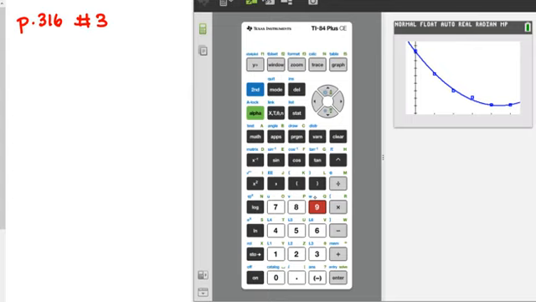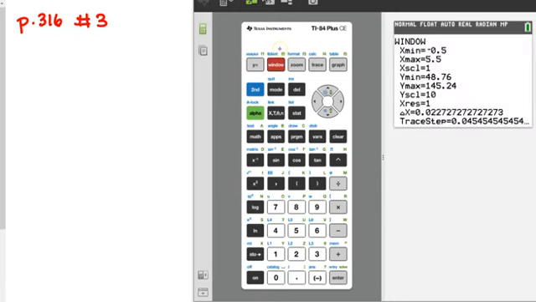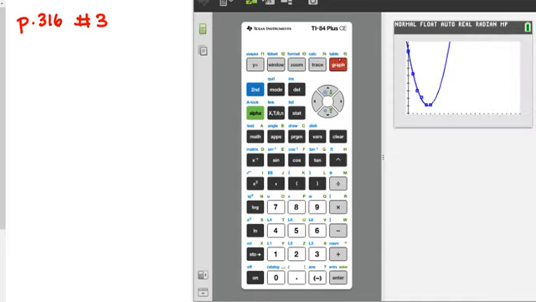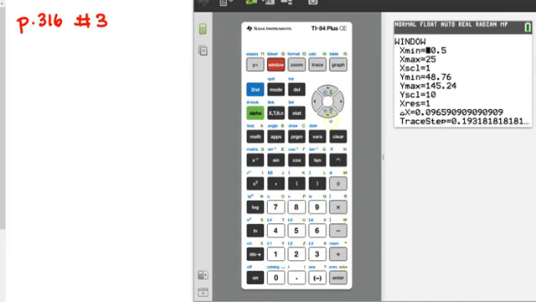Now, the final part of the problem asks you this question. Do you think this model will give a good estimate of the price of a VCR in the year 2010? Well, what if I change my window? 2010 would be 12 years past 1998. So I'm going to actually go to, let's go to 25. We might have to change our Y maximum. I'm going to do that as well. Maybe I'll make that something like 300.